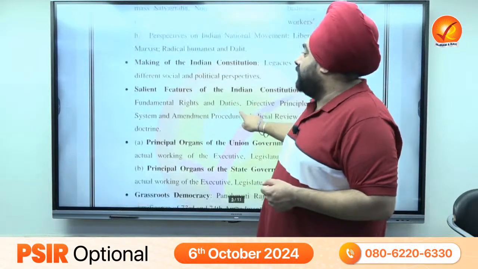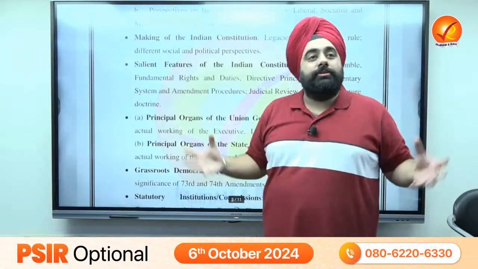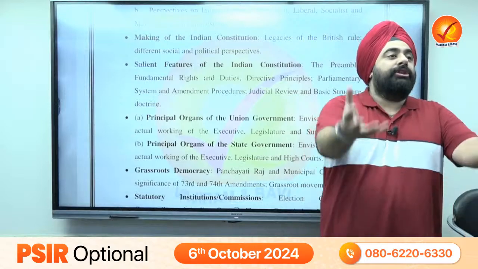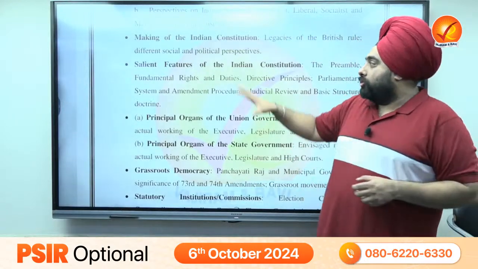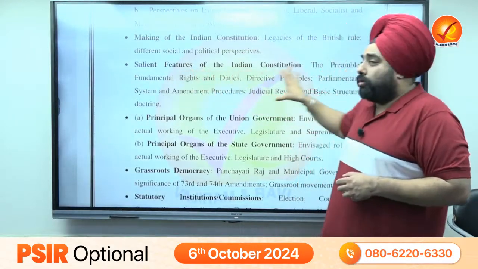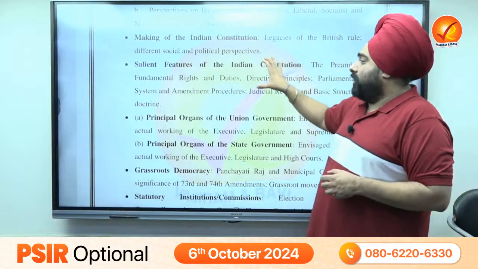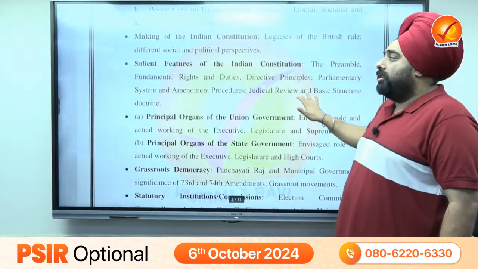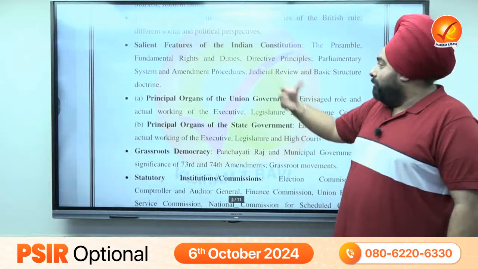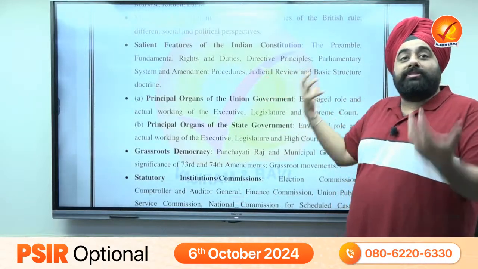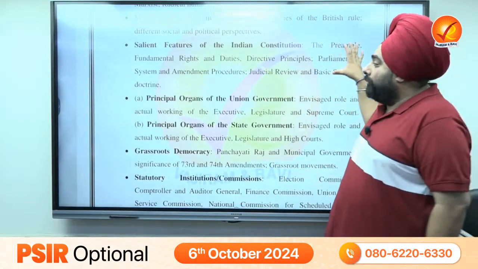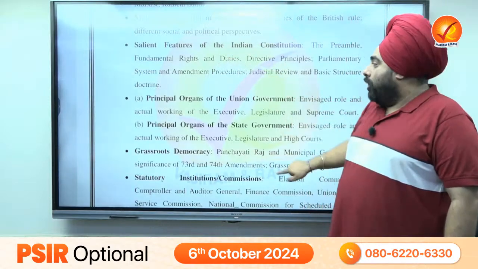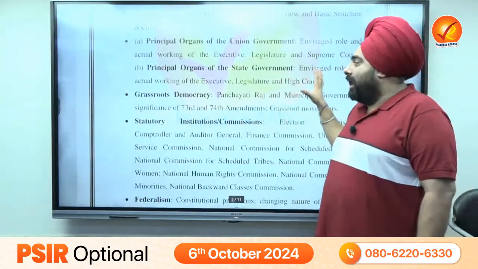Then also the making of the Indian Constitution, the entire process which was initiated by electing the Constituent Assembly, and how the Indian Constitution was made. What are the most important features of the Constitution: fundamental rights, directive principles of state policy, Part 3 of the Constitution, Part 4 of the Constitution, the parliamentary system, the amendment procedure, the process of judicial review, the basic structure doctrine. These most important features of the Constitution are also in the syllabus. Also then the organs of the union government and the state governments.